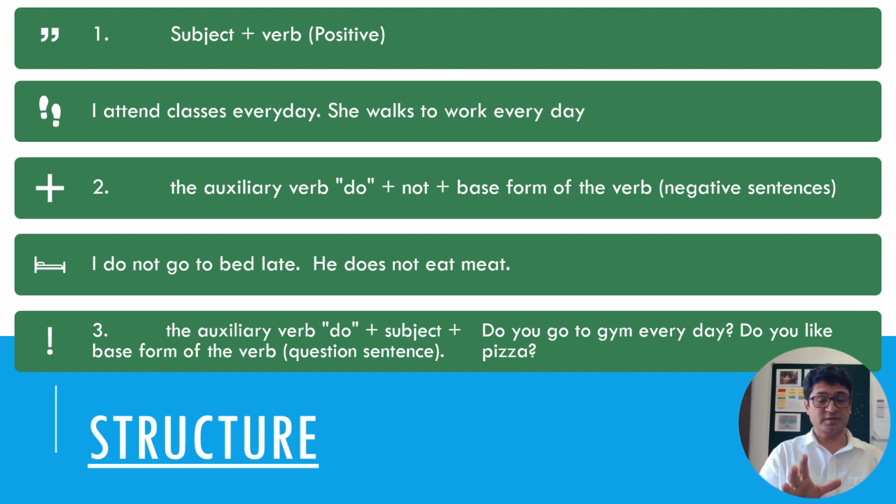For making questions or interrogative sentences, we'll use the auxiliary verb do, then subject, then the base form of the verb. For example, do you go to gym every day? Do is the auxiliary, then you is the subject, and go is the verb. Another example is, do you like pizza? So do is the auxiliary, you is the subject, and like is the verb.